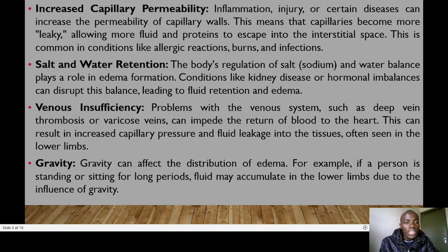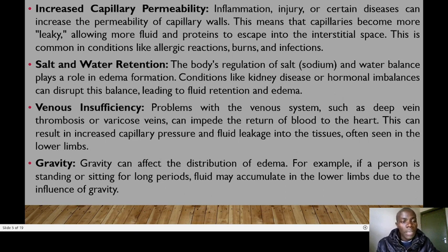This is common in conditions like allergic reactions and burns and also infection. We also have water and salt retention. So the body's regulation of salt, that is the sodium, and water balance plays a role in the edema formation. So conditions like kidney diseases or hormonal imbalances can disrupt this balance, leading to fluid retention and edema.